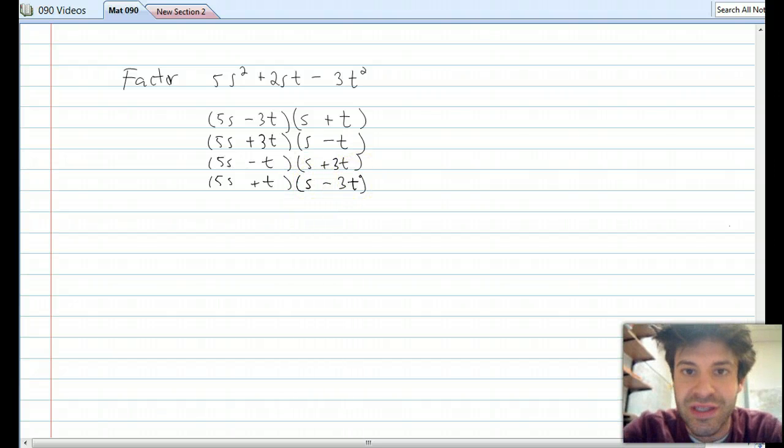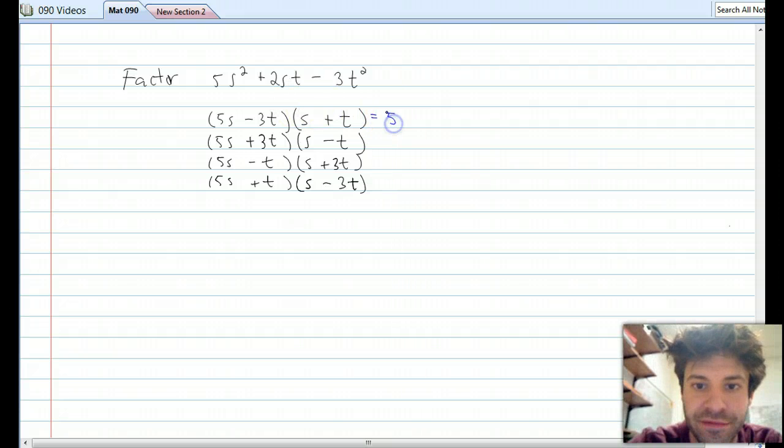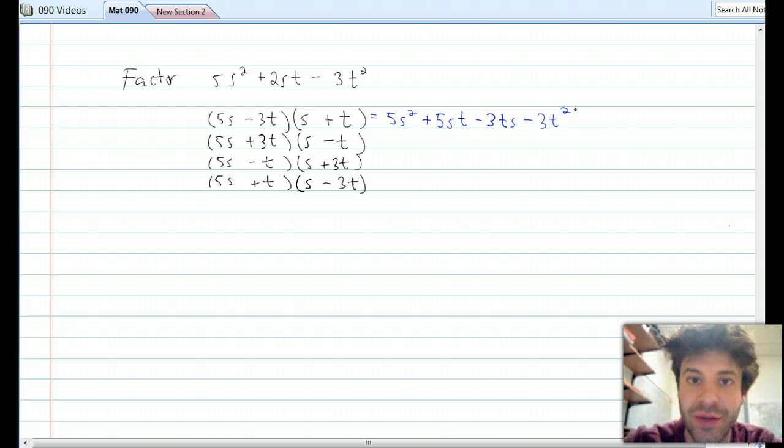Now the question is, which one of these is correct? Well, the goal is to get this middle term correct. Let's see what happens. If we start to FOIL this out, we of course get 5s squared. The outer two terms give us a plus 5st. The inner two terms give us a minus 3ts, and the last two terms give us a minus 3t squared. Okay, now we actually got pretty lucky on this one because the first one we tested was the correct one. The 5st minus 3st is going to give us this middle term of 2st.